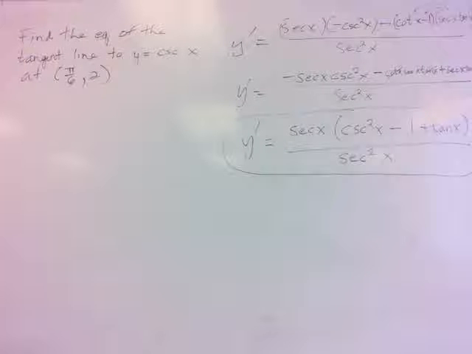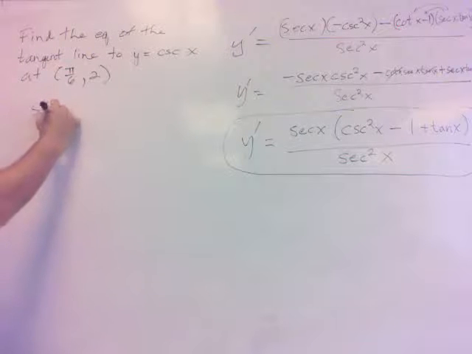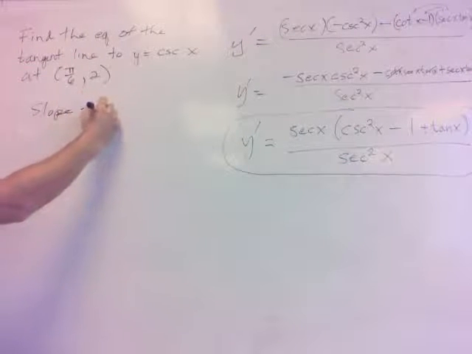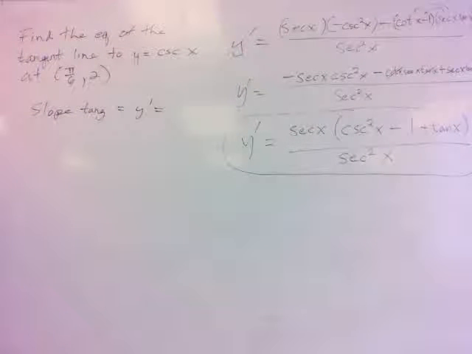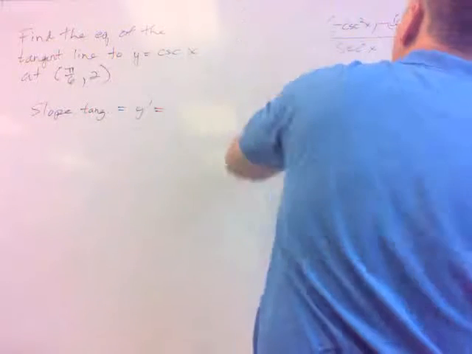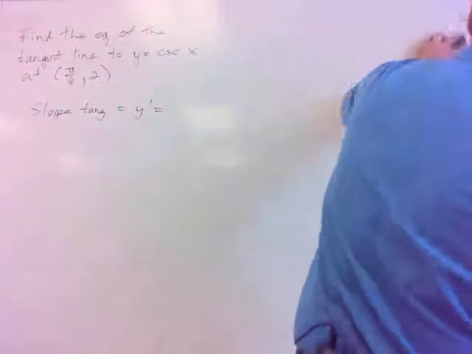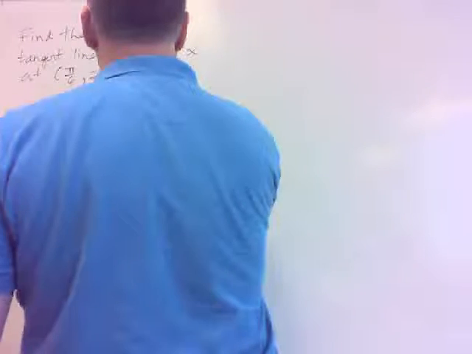Well, the name of the story is still the same. If I want to find the equation of the tangent line, what do I need to do? Find the slope of the tangent line, and the slope of the tangent line is the derivative. So what is the derivative here of my curve? So the curve's what? Cosecant x. The derivative of cosecant is minus the cosecant cotangent.